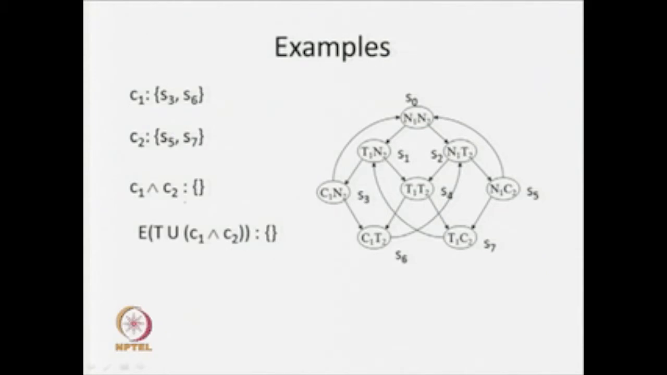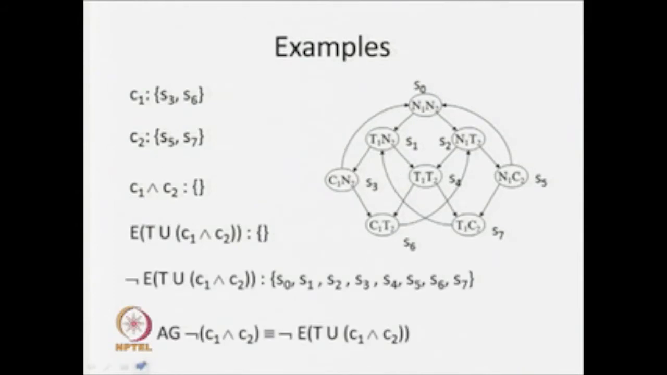So, in the first case we are not getting any state. If we were getting some states, then we would traverse the graph. Since the initial set itself is null, there is no point in traversing the graph. So, eventually we are going to get that E true until C1 and C2 is also a null set.